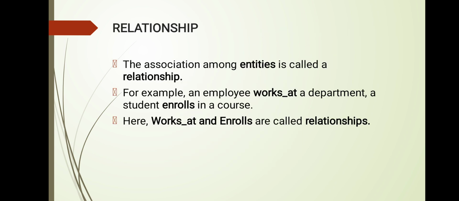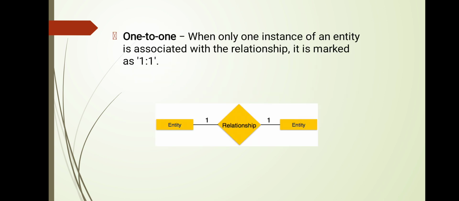And then next one is relationship. The association among entities is called a relationship. For example, an employee works at a department, a student enrolls in a course. Here, works at and enrolls are called relationships. There are 4 relationships in DBMS.